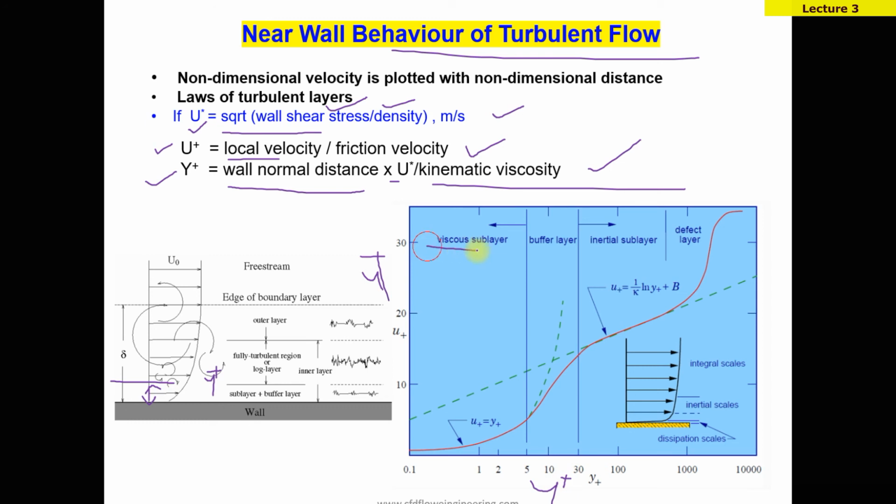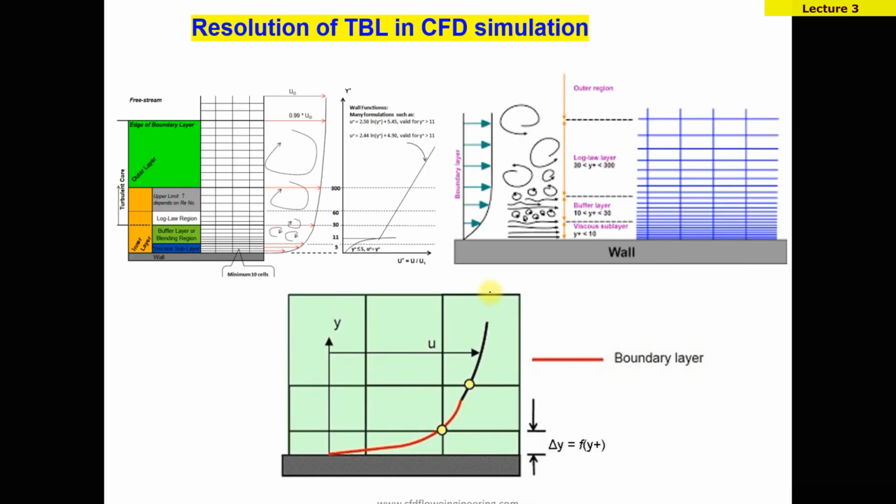Then we get the viscous sublayer near the wall, and then the buffer layer where both viscous and inertia forces are significant, but in the inertial sublayer only the inertia forces are dominant, and that layer is called the logarithmic layer. There u plus is a function of ln y plus. For the viscous sublayer, there is a linear relation between u plus and y plus. It is important to capture this time-averaged velocity using the turbulence model.